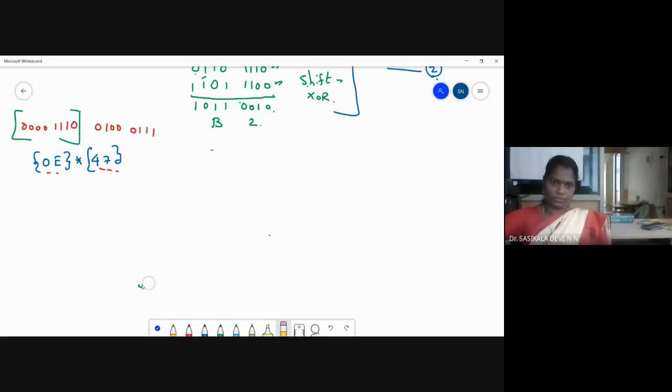47 is 0100 0111. So this is 47. Okay, so 01000111. Now I'm going to multiply this with 02. The binary representation of 02 is 000010.